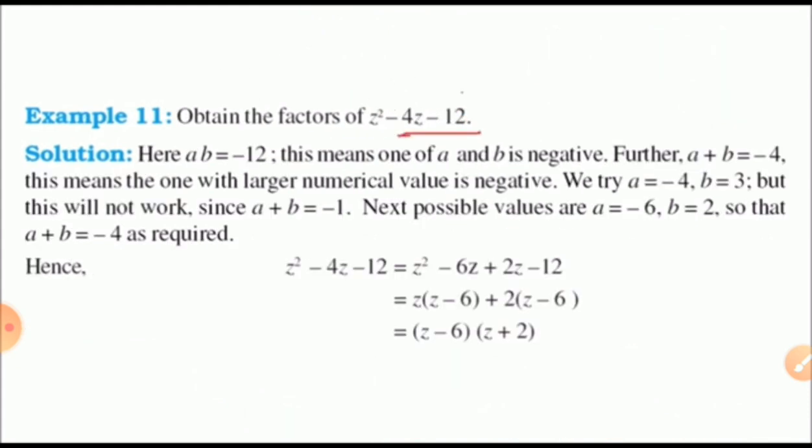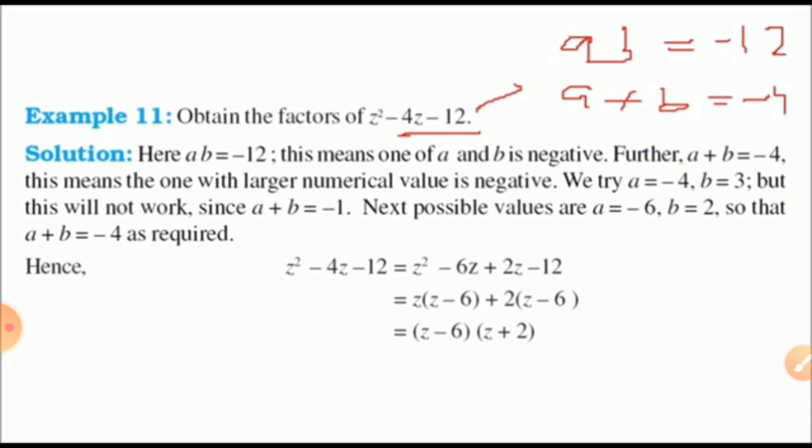Example number 11. Obtain the factors of z square minus 4z minus 12. 6 2s are 12. So from 6, 2 goes: minus 6 and plus 2. Yes, (z minus 6)(z plus 2). This is the final answer.